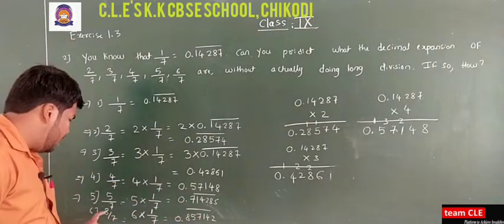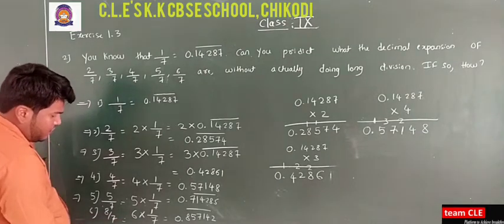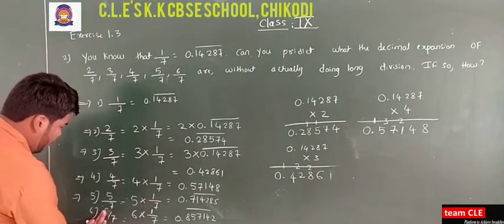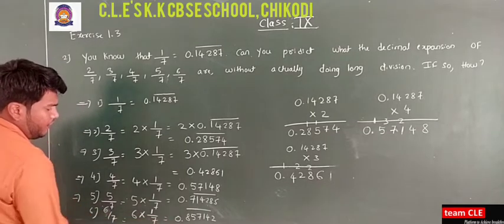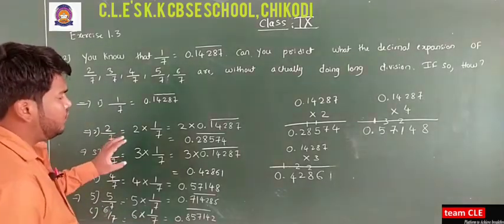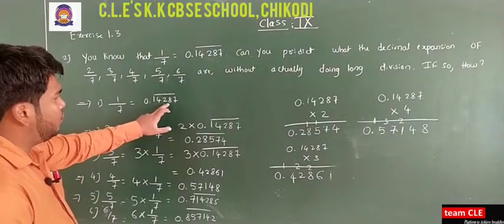0.714285. And similarly 6 by 7, if I solve, that is 6 into 1 by 7, I will get the answer as 0.857142. So these are all the answers from the actual division that you have tried, that is 0.14287.